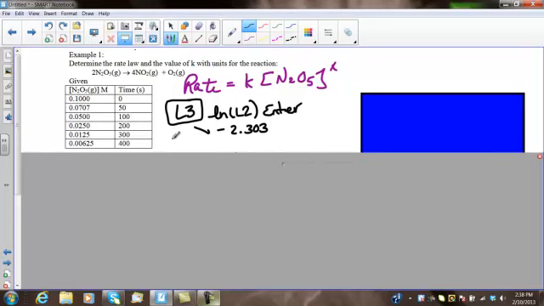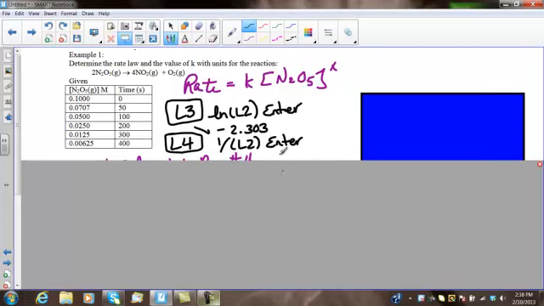Then you're going to go to L4. You're going to highlight it so that your cursor is on the top of it. And you're going to type in 1 divided by L2 and hit enter. And it will populate that list. And as a check, your top value should be 10.